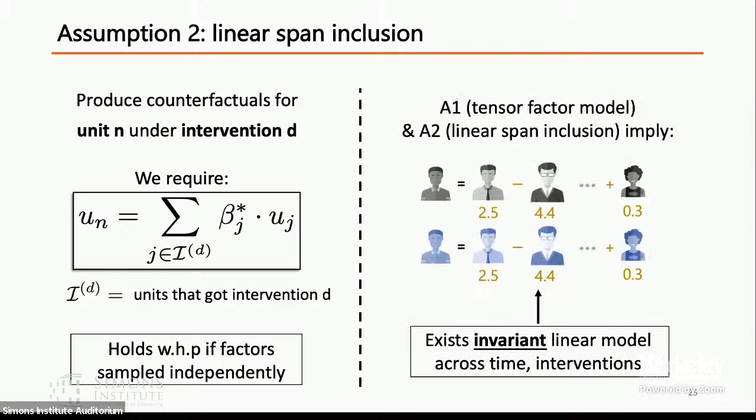So what do these two assumptions, the tensor factor model and the linear span inclusion, buy you? What they buy you is that this implies there exists an invariant linear model that holds across time and interventions. This is really what motivates learning a linear model and transferring it.